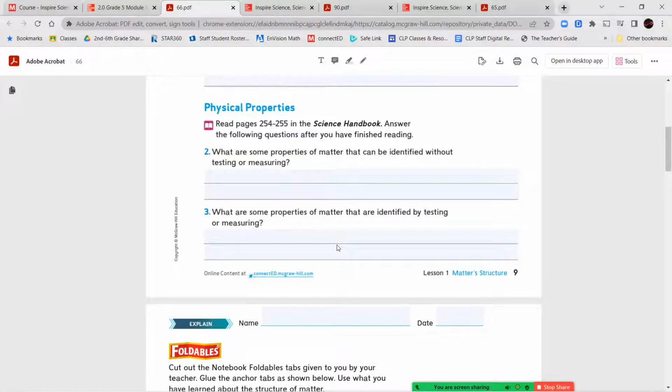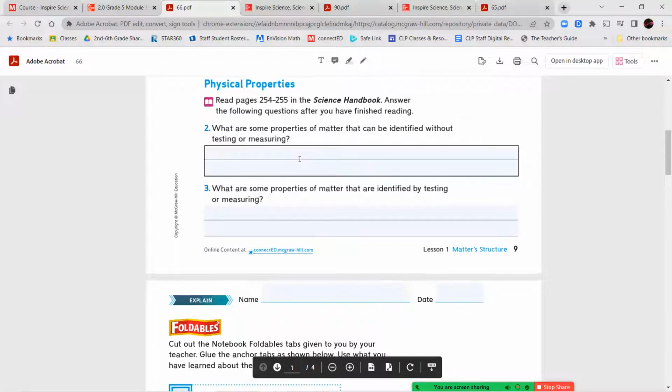All right, next we're going to read pages 254 to 255 and answer these questions after we finish with our reading. What are some properties of matter that can be identified without testing or measuring? What are some properties of matter that are identified by testing or measuring? So some properties that you can identify without testing or measuring. We did read briefly about that, but we're going to read about it some more in our science handbook.